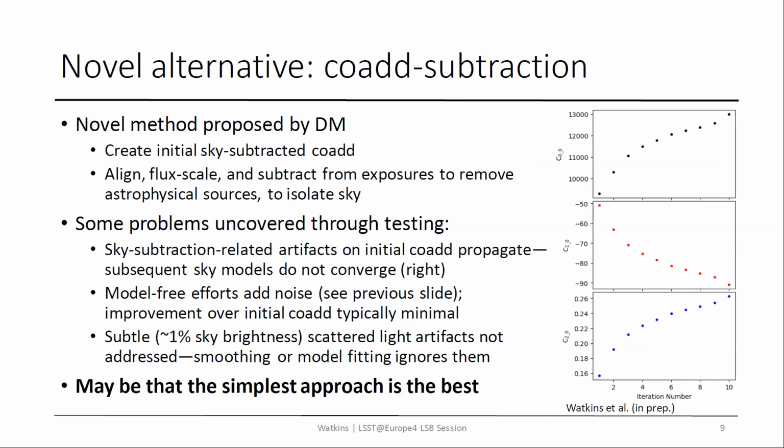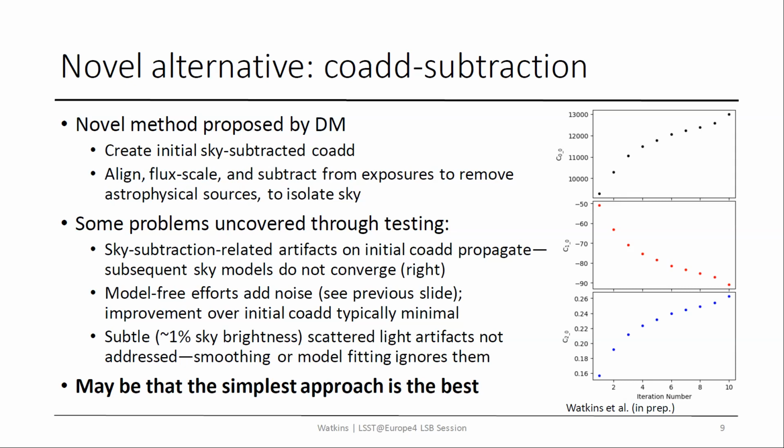And then finally, the last thing that I was testing was a kind of novel algorithm, which I believe was originally proposed by people from data management. The idea here is to create an initial sky subtracted coad using some subset of your exposures, align that to your individual exposures, scale it in flux to the proper photometric 0 point, maybe do some PSF matching, and then subtract it off of those exposures so that you remove all the stars and galaxies and galactic cirrus and everything that messes up your sky model without having to mask really.